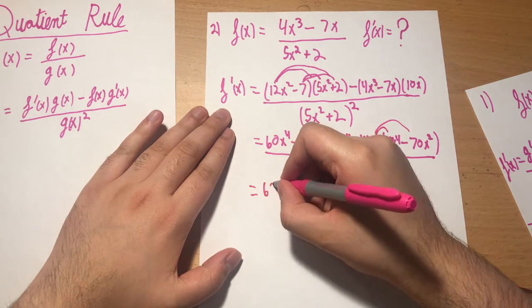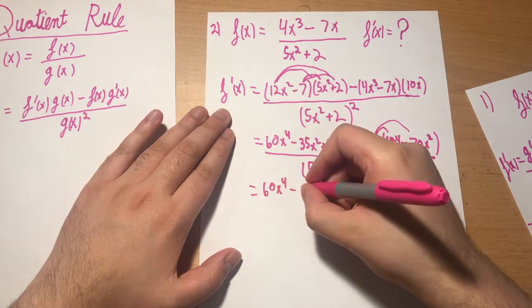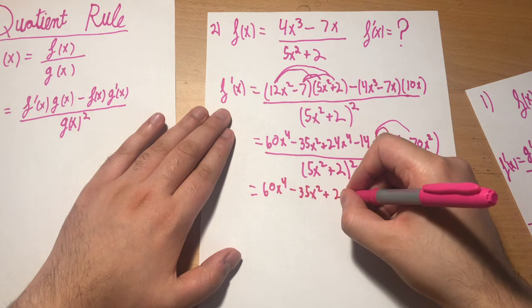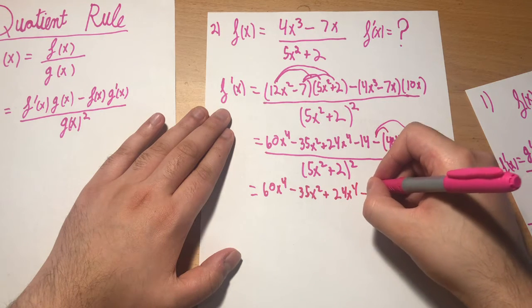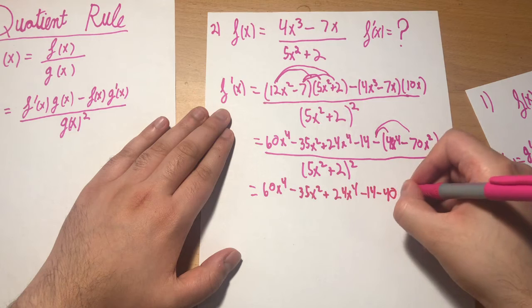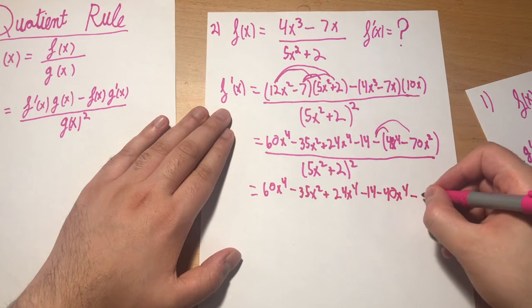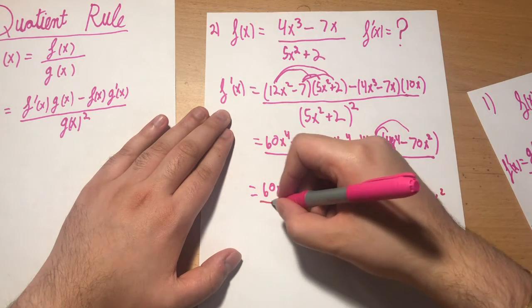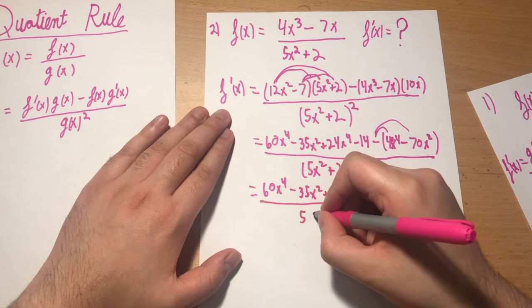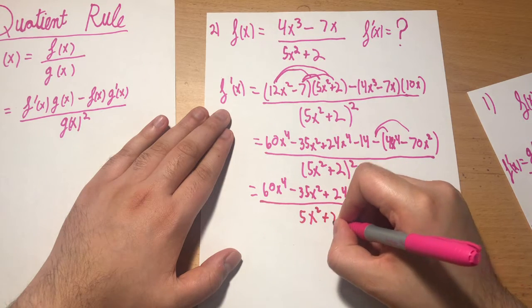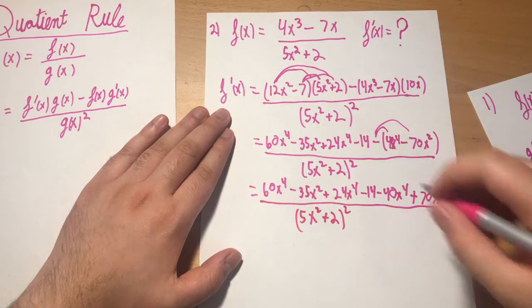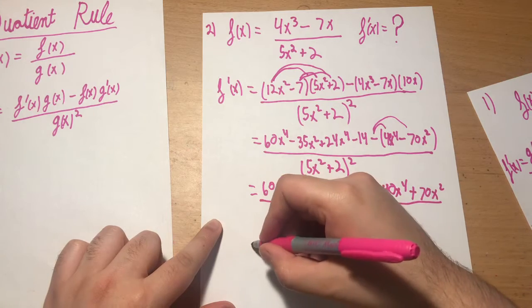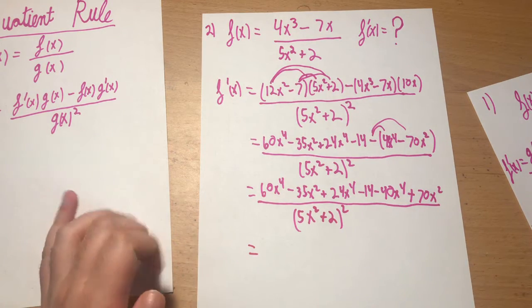And I have 60x to the fourth minus 35x squared plus 24x to the fourth minus 14 minus 40x to the fourth plus 70x squared. And that's all over 5x squared plus 2. All right, now in just one last step, we're going to cancel everything in the numerator out that we were able to, right? Combining like terms.